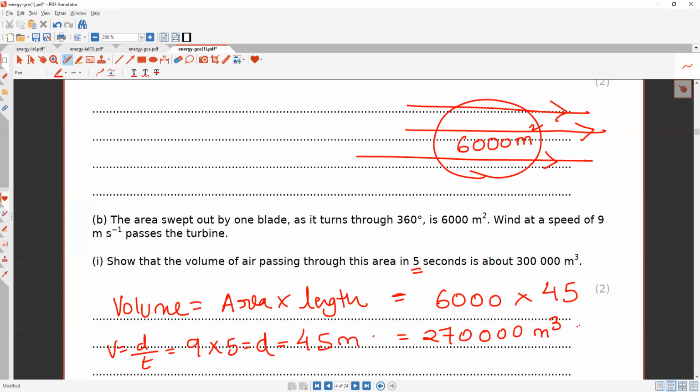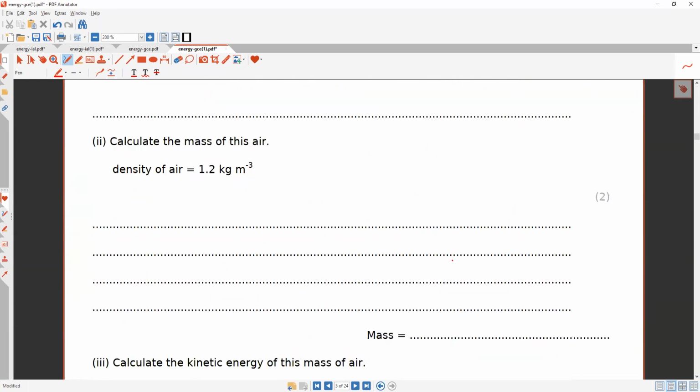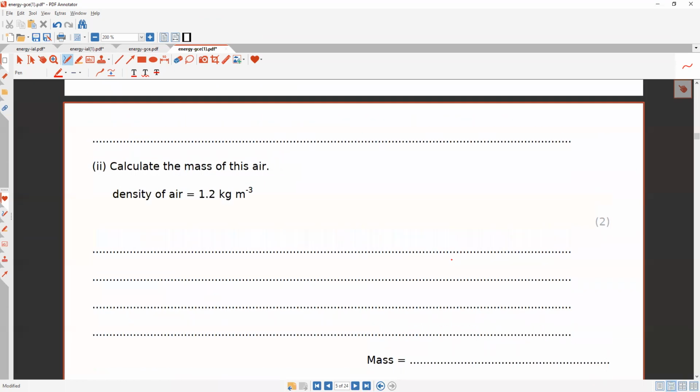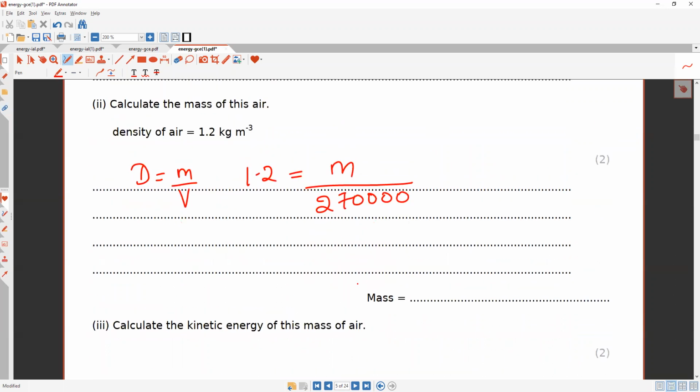Okay. Now calculate the mass of the air. We know density, we know the volume. Density is equal to mass by volume. So density is 1.2 kg per meter cube. Mass we don't know, volume is 270,000. You can do this after this on your own. How much is it? 324,000 kg.